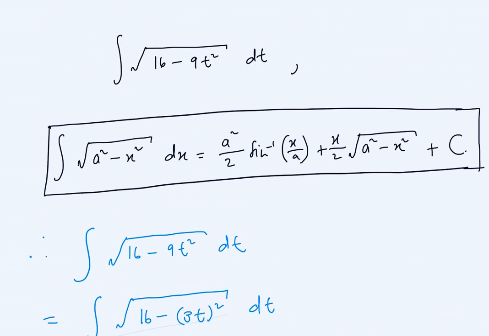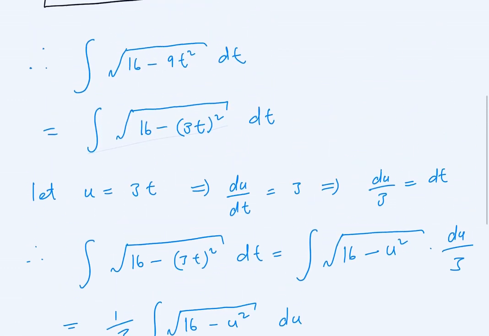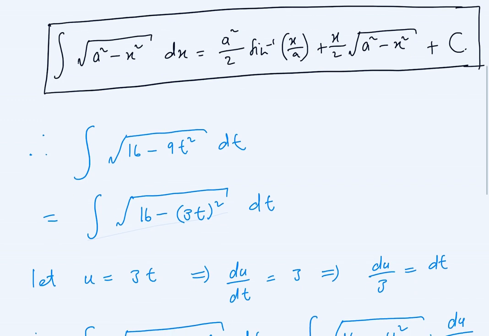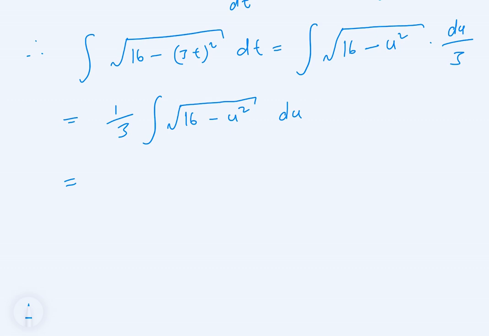Now we can go ahead and apply this formula. By looking at this integral, we can see that a will be the square root of 16, which is of course 4. So in the formula, in place of a, we're going to put 4. That's how you evaluate this integral. So now you're going to have 1 over 3 multiplied by the following. In place of a, we put 4, so we have 4 squared divided by 2 multiplied by the inverse sine function. We can put a bracket around this because we have to multiply the 1 over 3 throughout.